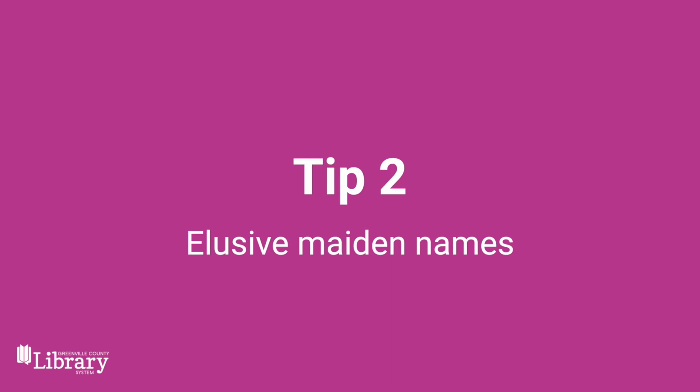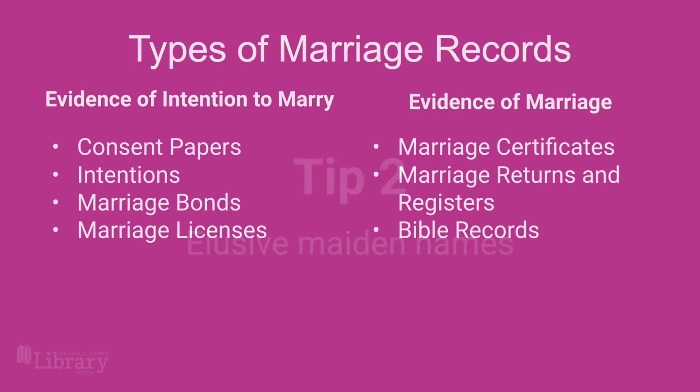Marriage records can be particularly useful. If you're fortunate enough to locate a marriage record on your ancestor, this can be a great way to find their maiden name. There are actually several different types of marriage records. Here I've listed just a few. On the left side, I have records that are evidence of the intention to marry. First, there's consent papers. These can be found if a bride or groom was underage, and the documents will show the parents' permission for the marriage.